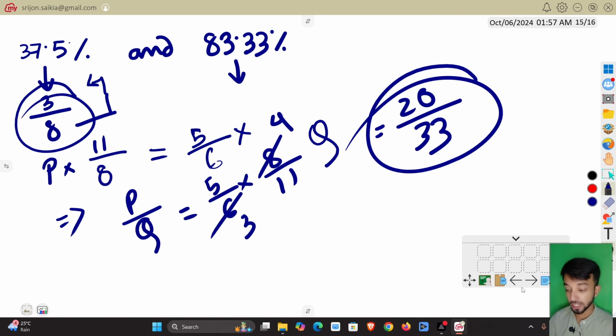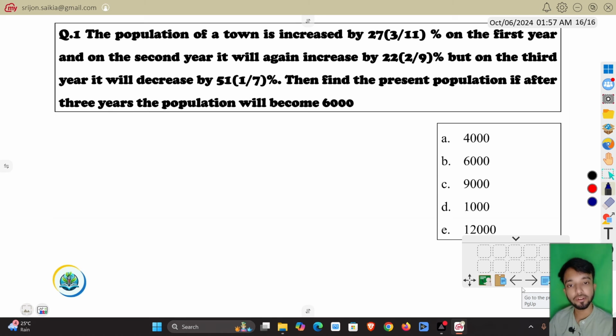But the main thing is that you need to know the value of all the fractions that we discussed in part 1. You need to know the value of fractions and their percentages, that means how to convert percentage into fraction and fraction into percentage. You don't need to remember all the values, only the values that we discussed in the first class. Now let's move to the next kind of question.